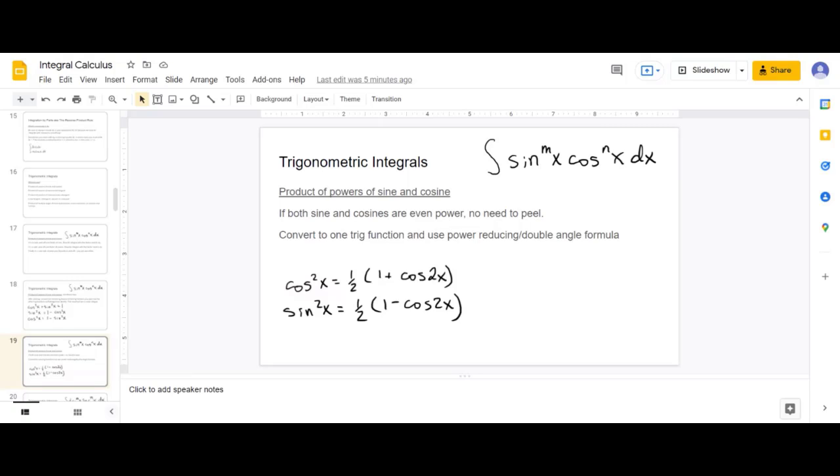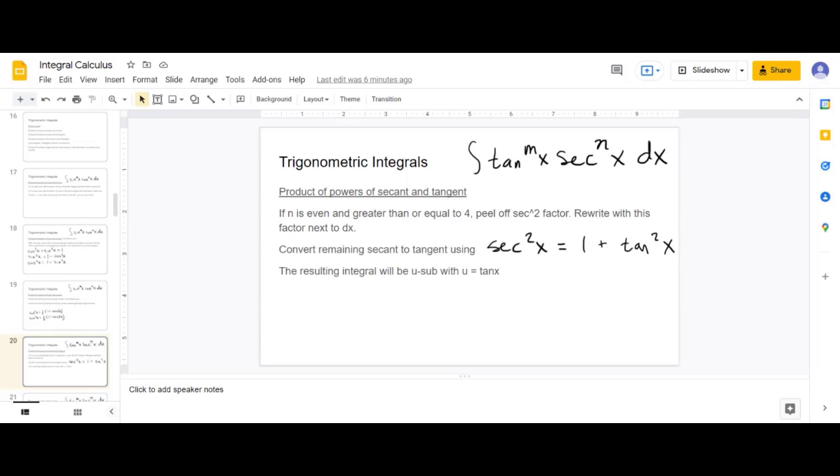If both sines and cosines are even, there's no need to peel. You just convert one of them, your favorite I guess, to the other trig function, and then use the power reducing formula, the one I listed right here, to reduce it until you have a single power of cosine of a multiple angle. After that, it's a pretty straightforward integral.